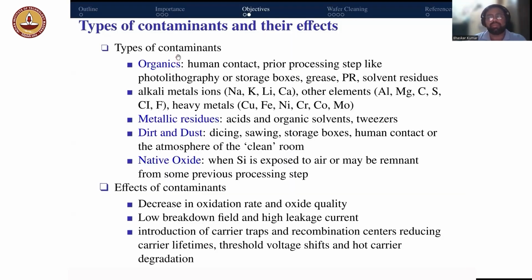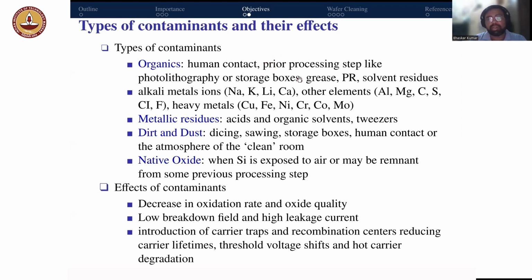Let us now look at the types of contaminants that are common in silicon processing and their effects on the performance of the devices. This will be a brief discussion, not an extensive one. I'll just briefly allude to what these contaminants are, where they come from, and their typical effects on the performance of the devices. Broadly, the contaminants can be divided into three categories: the molecular compounds, the ionic, and the atomic species.